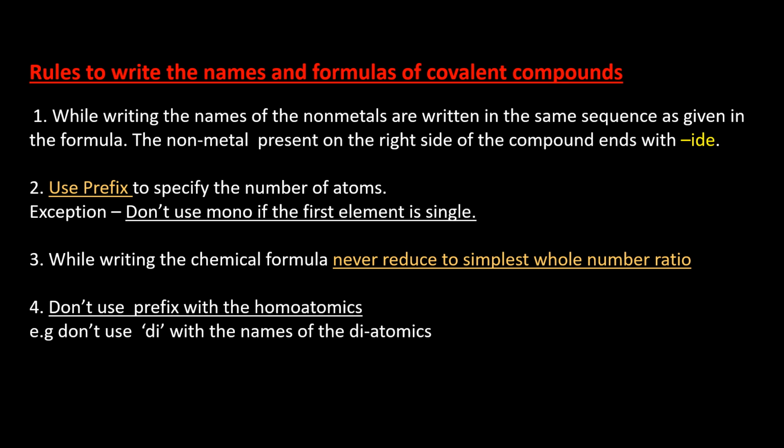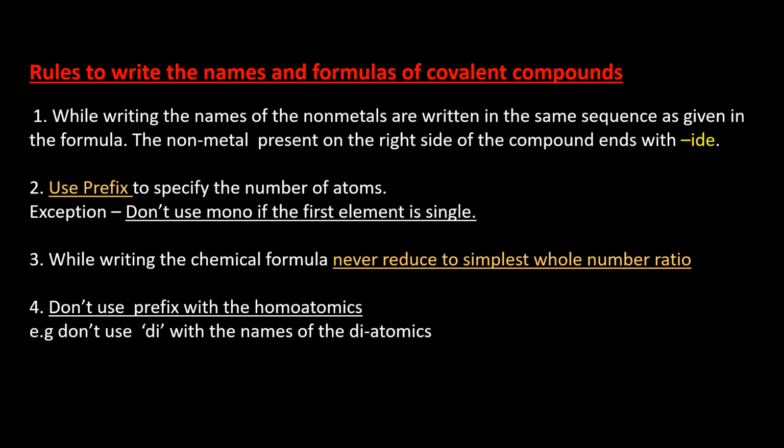First thing first, when we write the names of the nonmetals, the first nonmetal will always be written with the same name as you find on the periodic table, meaning the nonmetal on the left side of the molecule, and the nonmetal on the right side of the molecule will end with IDE. The same way we convert the right side nonmetal in ionic compounds into ide, we do that even in the covalent compounds as well.